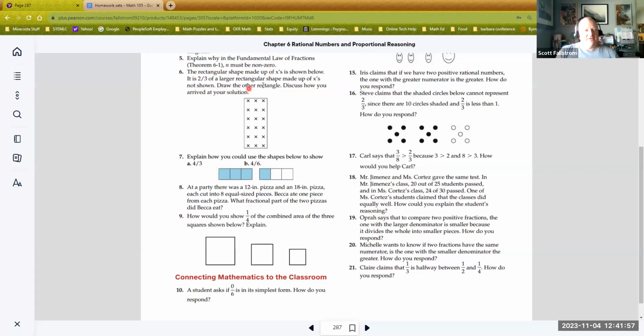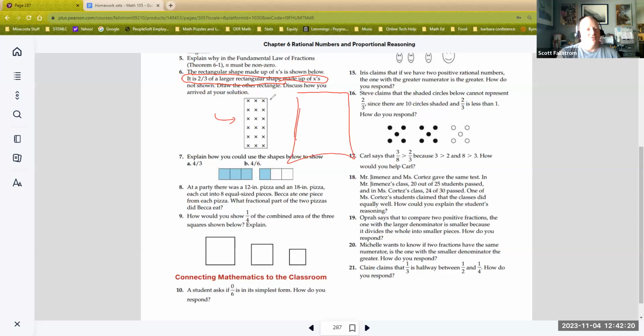The rectangle here is made up of x's. It is 2/3 of a regular rectangle made up of x's. Draw the other rectangle. So this is where, again, sometimes students read this wrong because they're reading very quickly. It is 2/3 of a larger rectangular shape. So see this right here, this is not my whole object. Somewhere there's something that is a whole, and this piece is 2/3 of that one. And so you have to draw the other rectangle. So kind of talk about how did I get that when all I know is that I have 2/3 of what I'm supposed to have.